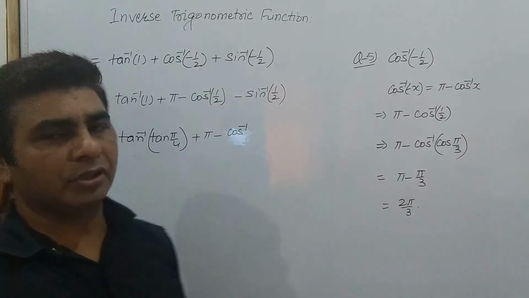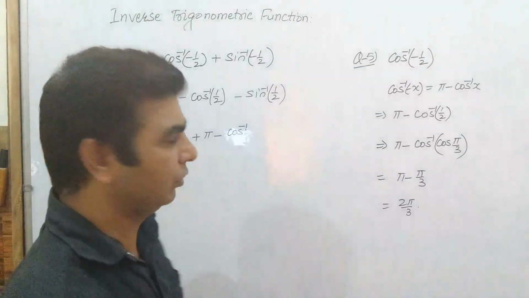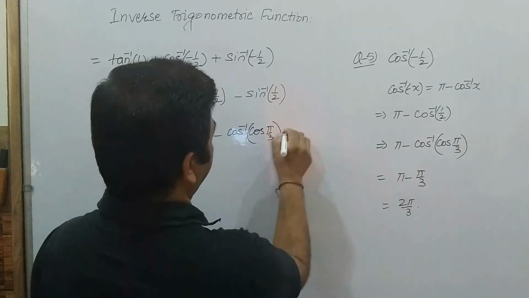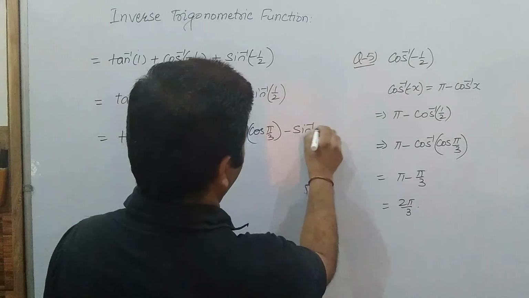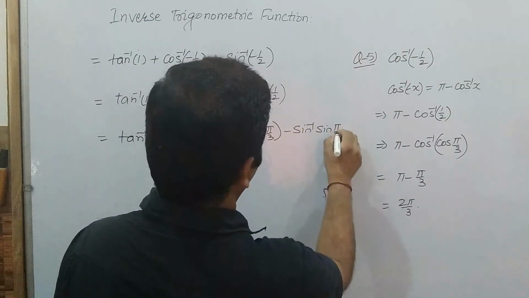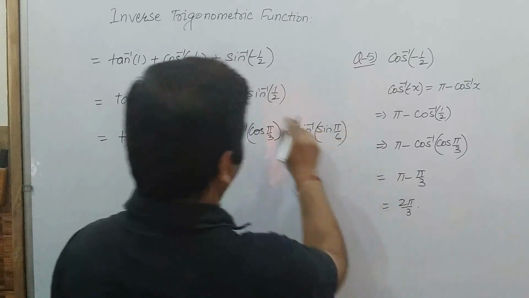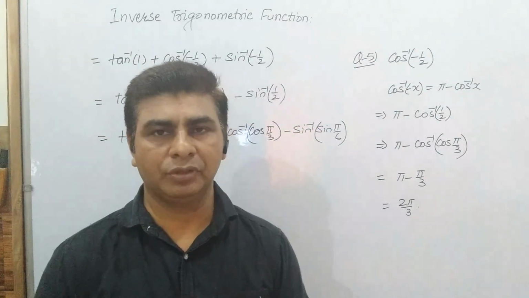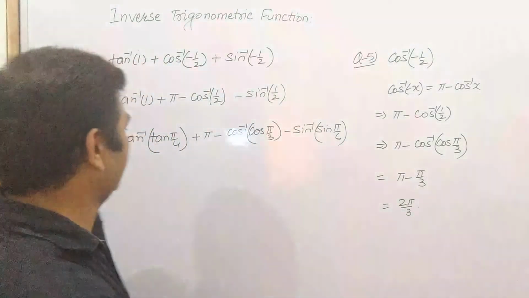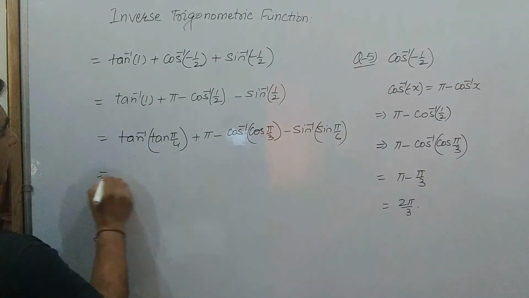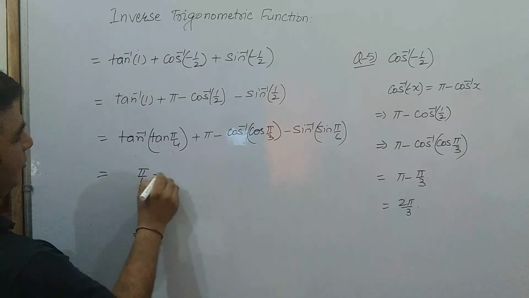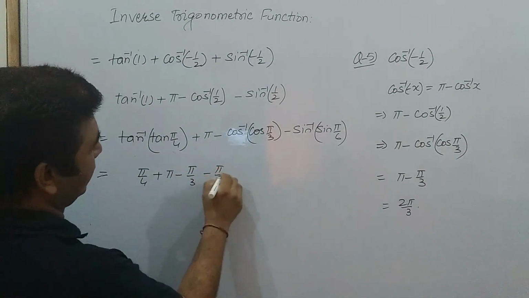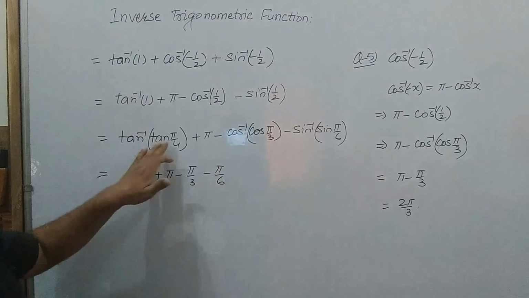If we look at the cos table, the value is cos 60, so replace by cos of pi by 3, and this is sin inverse sin of pi by 6, because the value 1 by 2 in the sin table is sin 30. So this can be replaced by sin 30. Now they will cancel out. This will simply be pi by 4 plus pi minus pi by 3 and minus pi by 6.